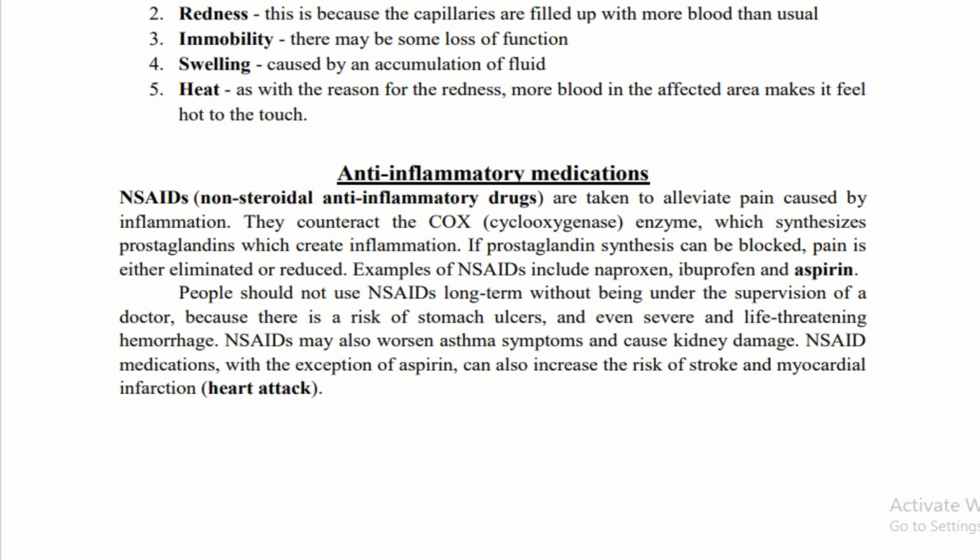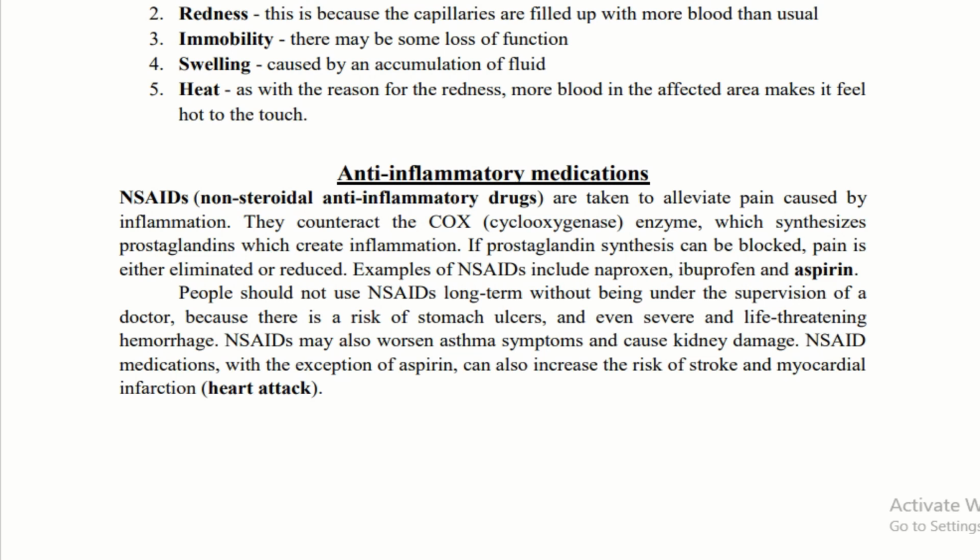Anti-inflammatory medications. NSAIDs are non-steroidal anti-inflammatory drugs that are taken to alleviate pain caused by inflammation. They counteract the COX cyclooxygenase enzyme which synthesizes prostaglandin, which creates inflammation. If prostaglandin synthesis can be blocked, pain is either eliminated or reduced. For example, NSAIDs including naproxen, ibuprofen and aspirin.